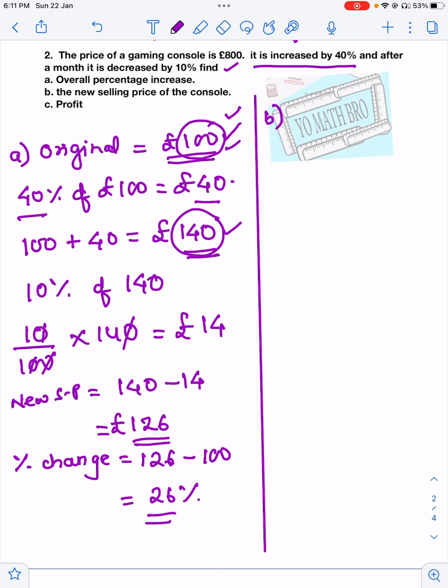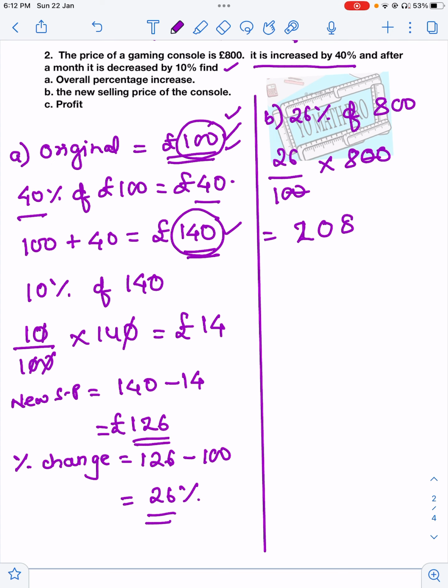I just find out 26% of £800, that is 26 upon 100 into 800. When I cut it, what do I get? 8 6s are 48, 8 2s are 16, 20. I have found out 26% of £800, which is 208.